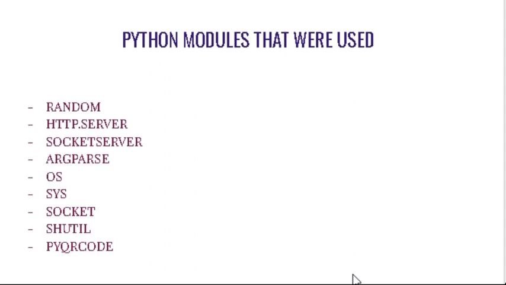So shutil is a minor module which I use for the make archive function. Make archive function is used to zip a folder. And then PyQRCode, which is a major thing in this project. PyQRCode is a module wherein you can generate a QR code. You can use your name, and you can build a QR code upon your name using this PyQRCode. So what I did was I built a QR code upon my server address, basically.